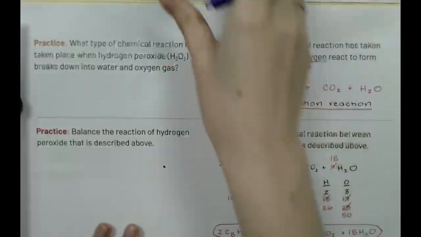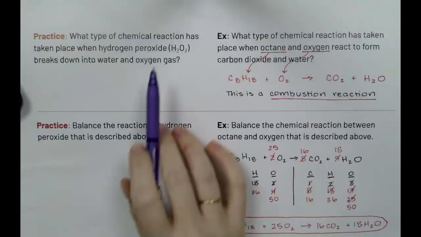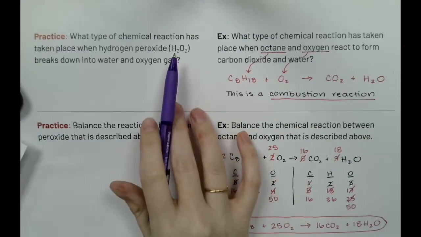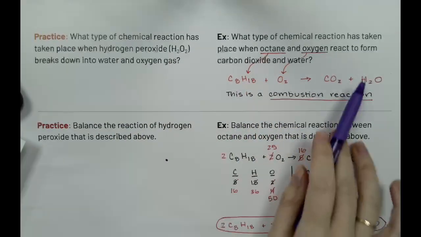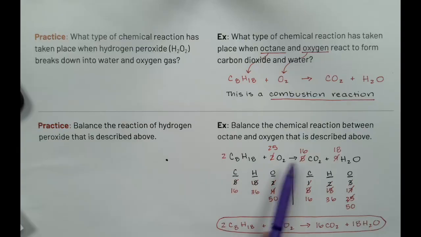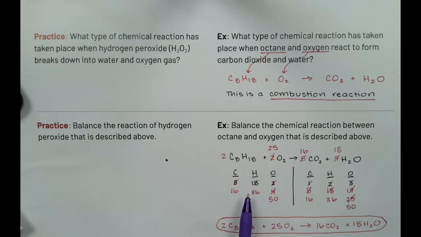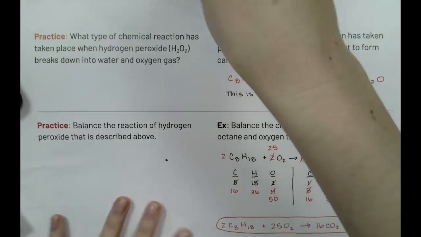Ooh, this last one asks you to balance equations. What type of chemical reaction has taken place when hydrogen peroxide, H2O2, breaks down into water and oxygen gas? Well, we can figure this out, and then we can balance it, just like this one is balanced here. And these are combustion reactions. This is the combustion of octane. You've got that in your notebook already. All right, so let's try to do this.